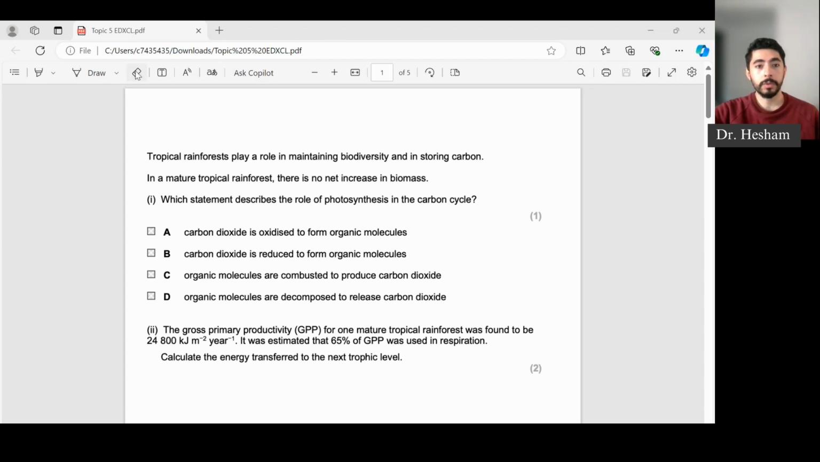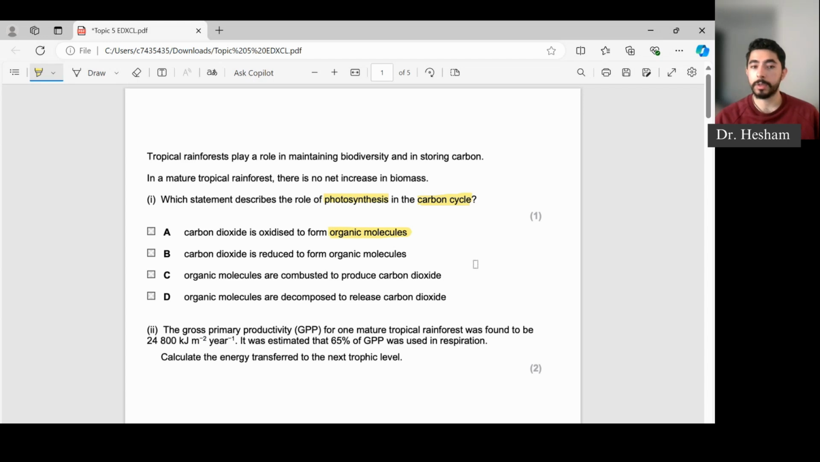So they want to know how photosynthesis is related to carbon. So I want you to underline the word photosynthesis here and carbon cycle. So we want to know the relationship between the two. How does photosynthesis help in maintaining the carbon cycle? The first statement, carbon dioxide is oxidized to form organic molecules. Is it oxidized? It does form organic molecules, which are glucose.